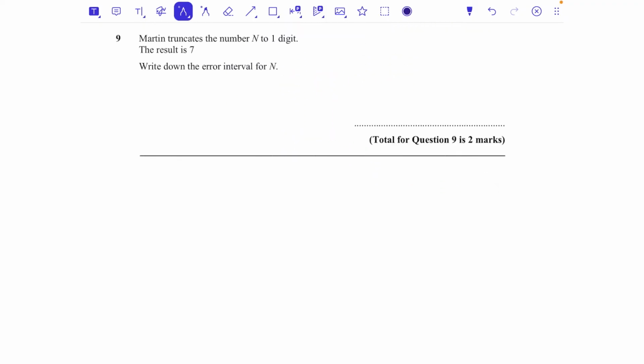Question number 9. Martin truncates the number n to 1 digit. The result is 7. Write down the error interval for n. So truncating is different from rounding. If I have 7 and I've truncated, let's put a decimal point there, and I'm going to colour in here. Now, you could have any value behind that scribble, and it's not going to make any difference. If it was a 9, if it was a 0, it doesn't matter. We're basically just chopping it off. So what is the smallest value that could be behind that scribble? Well, it could have been a 0. It might have been 7.0.